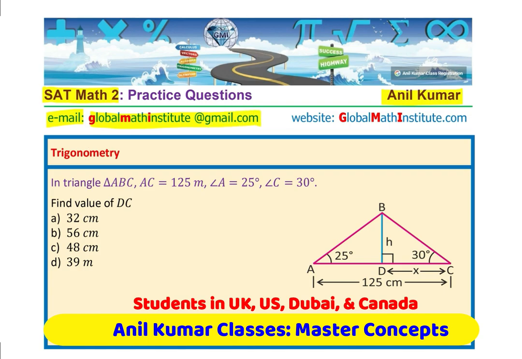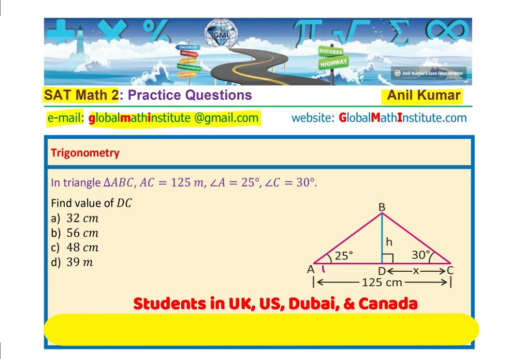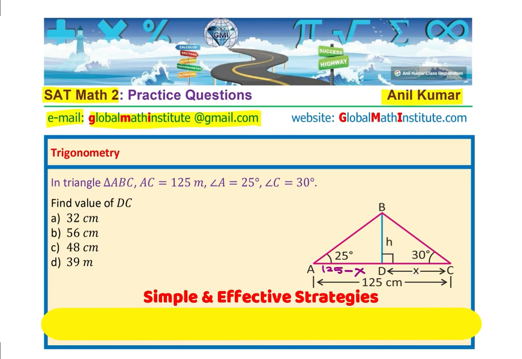Now let us look into the strategy to solve such questions. As you notice, we are given the full length A to C. Now DC is X, right? So what is AD? That length has to be 125 minus X. There are two unknowns, H and X. We need to figure them out.